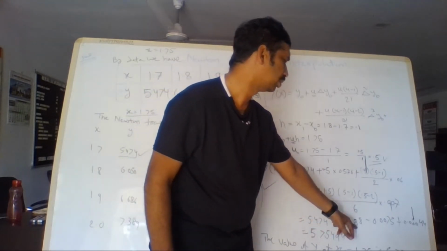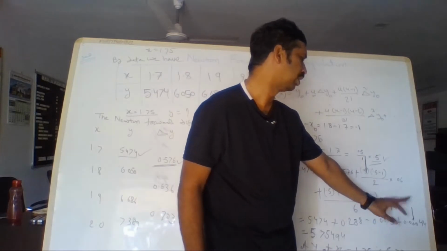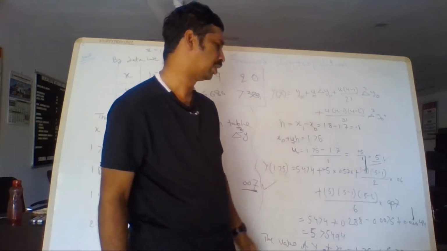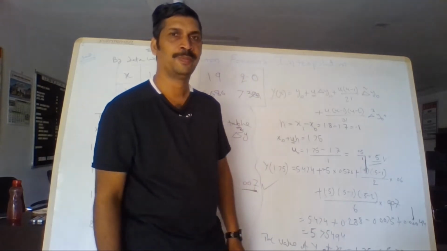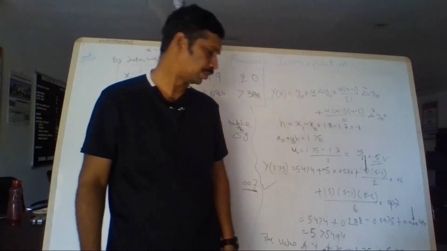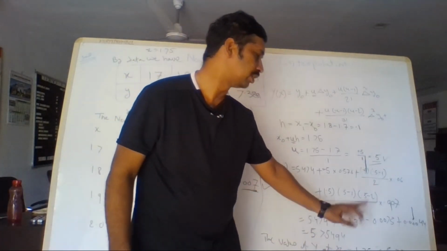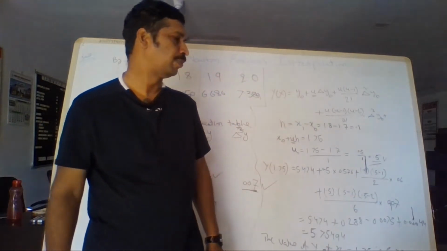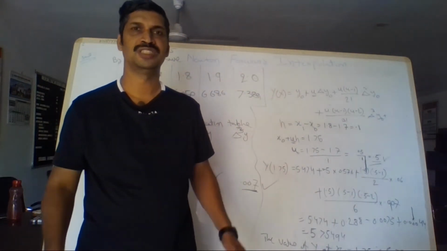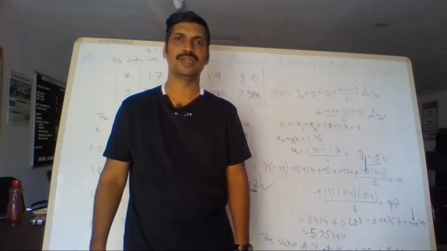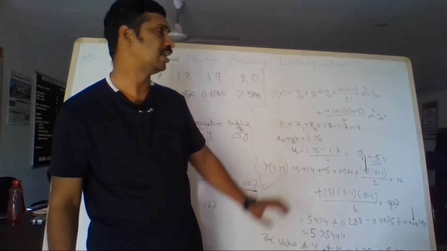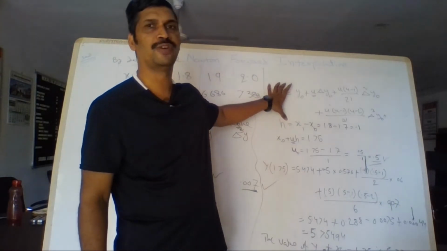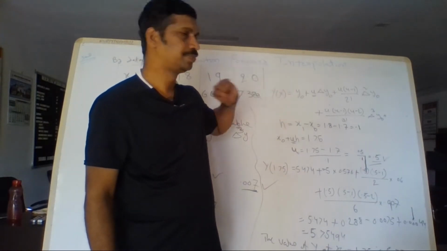5.474 plus 0.288 minus 0.0075 plus 0.00044. We will get the value 5.75494. Therefore, the final statement of the problem: the value of y at x equal to 1.75 is 5.75494. This is the first problem on the Newton forward interpolation formula. To solve this one, once again I am repeatedly saying, this is the formula for Newton forward interpolation.